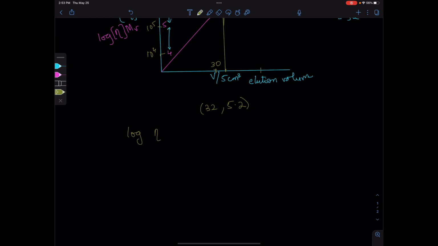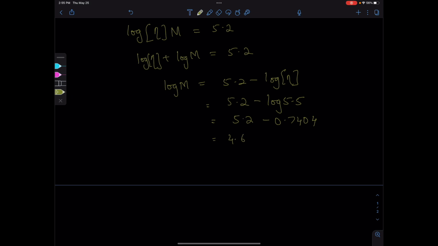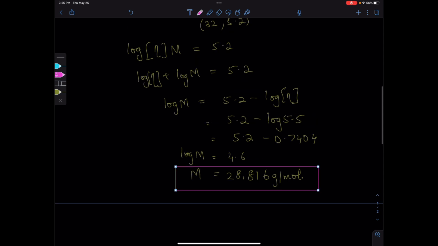Log of intrinsic viscosity times molecular weight is equal to 5.2, which means log of eta plus log of m equals 5.2. So log of m is equal to 5.2 minus log of eta, which is 4.6. So log m is 4.6. So m is equal to 28,816 grams per mole. So that's the molecular weight.